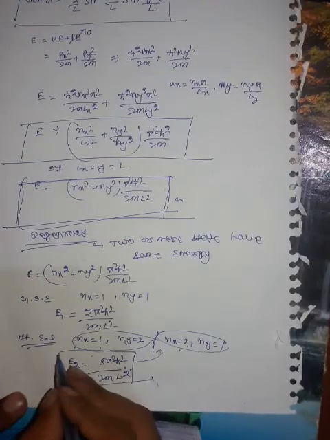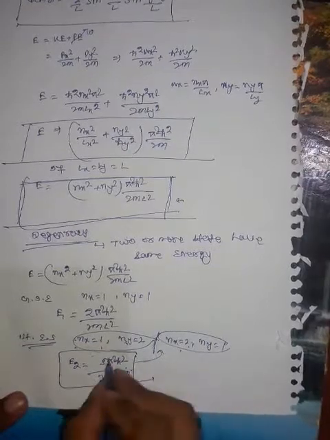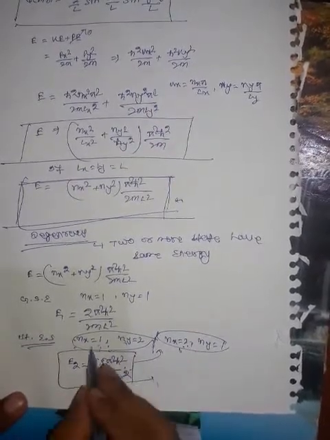So the first excited state of a particle in a 2D box has degeneracy 2. Okay, that is (1,2) and (2,1).